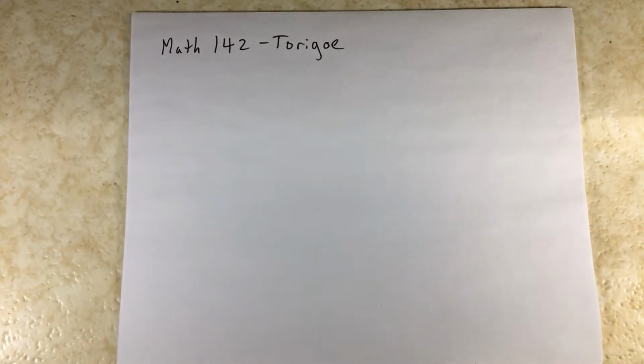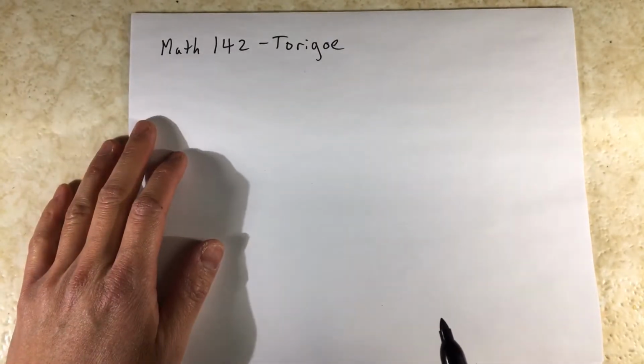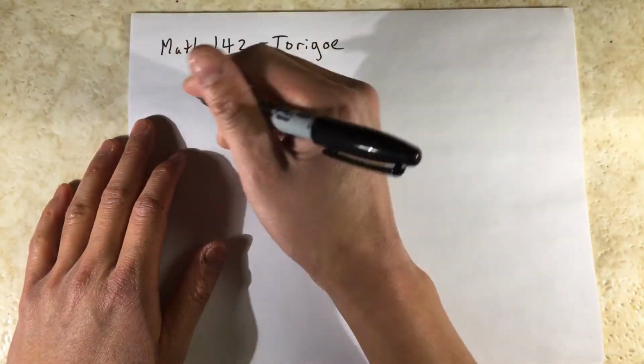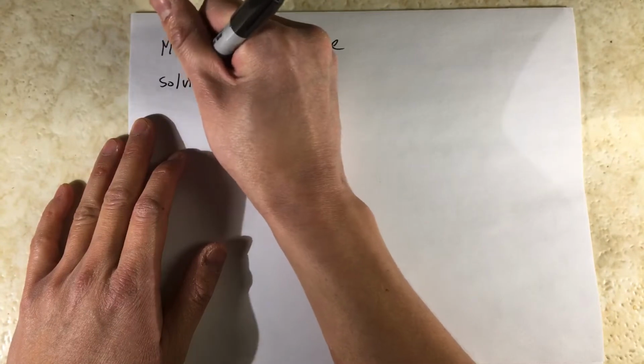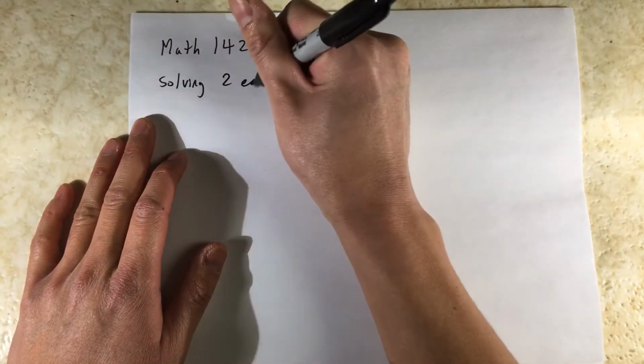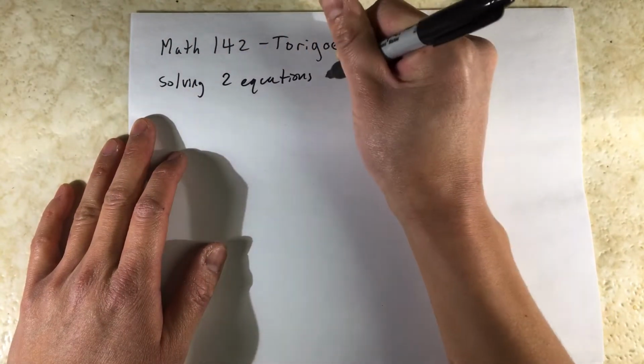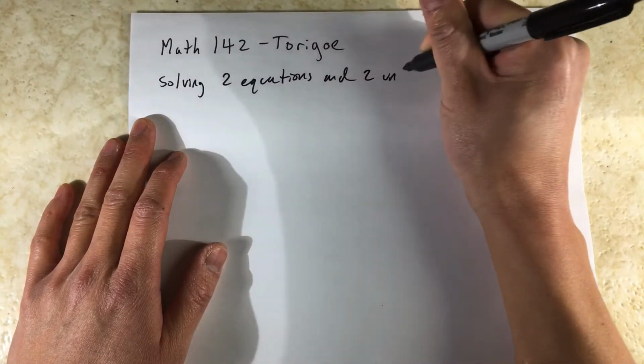Today we're going to be covering kind of an extension of a topic we've done before. We're going to be solving equations with two equations and two unknowns.